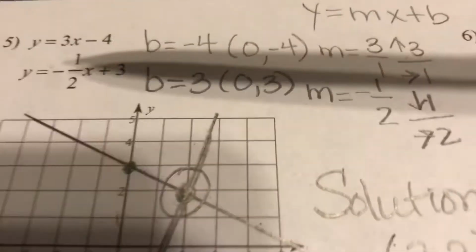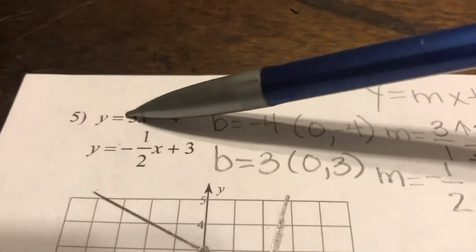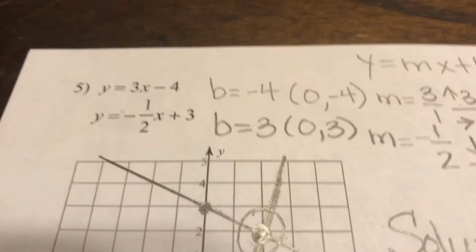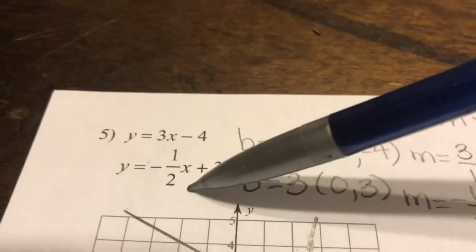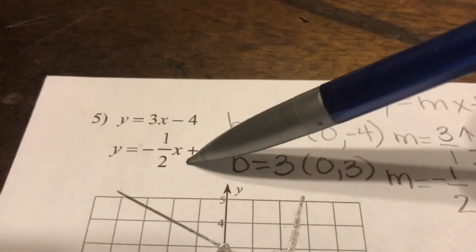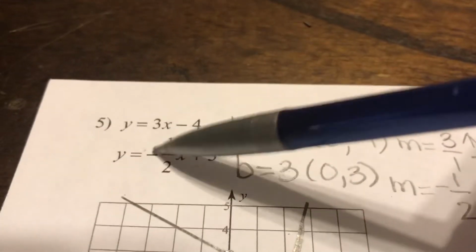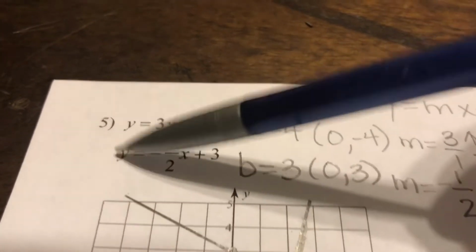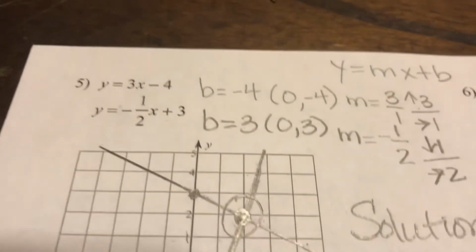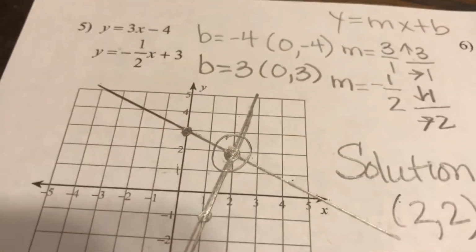And I'm going to check it real quick. 2 is equal to 3 times 2 is 6. 6 minus 4 is 2, so that works. Then y is equal to negative 1/2 times 2. Well, a negative times a positive is a negative, and half of 2 is 1. So negative 1 plus 3 is 2, so 2 is equal to 2. So yeah, that works for that one also.